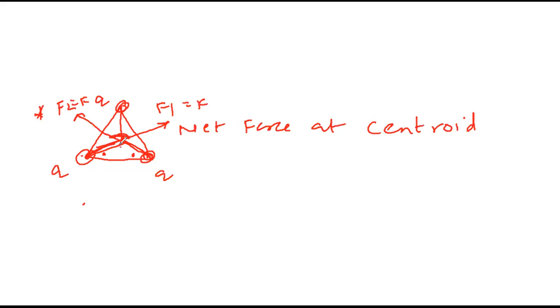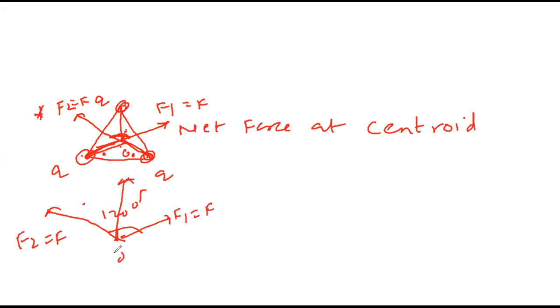What will be this angle? 120. Yes, sir. So the vertically opposite angle is 120. From vectors I know when two forces are equal and the angle between them is 120, the result is the same as the given vector. This point is the centroid O. This is F1 equal to F, and this is F2 also F. The angle between them is 120. The result will be the same as F1, F2, that is F acting at the bisector. And the repulsive force from the upper charge is here. So these will cancel. So the net force at the centroid equals 0.